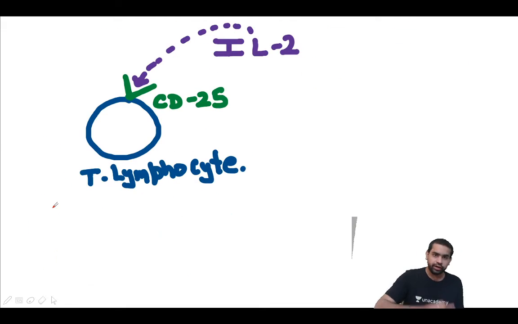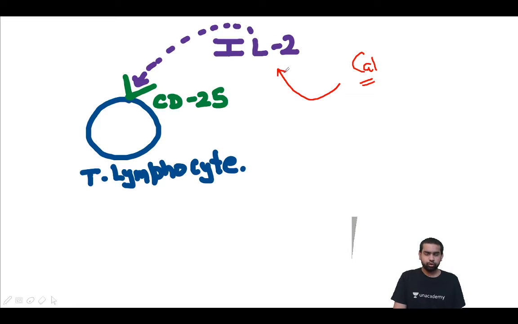Now let us come back here. How do calcineurin inhibitors act? Calcineurin inhibitors act by reducing the transcription of interleukin 2, and interleukin 2 acts on CD25 receptors on T lymphocytes. So what augments this? It is anti-CD25. I hope you get this. This is how we augment the effect of the calcineurin inhibitors.